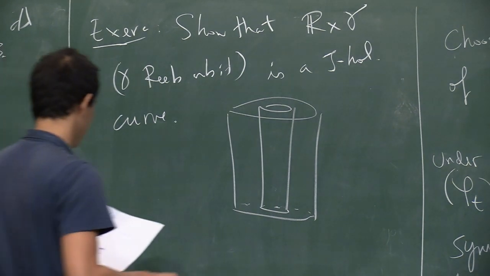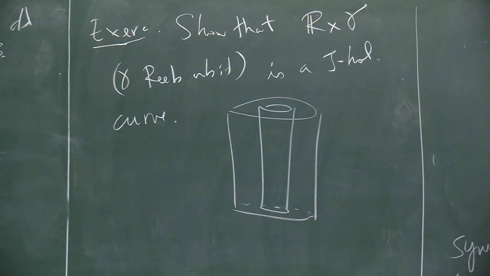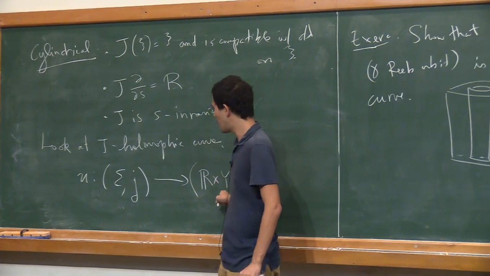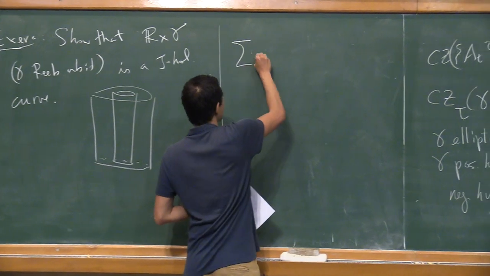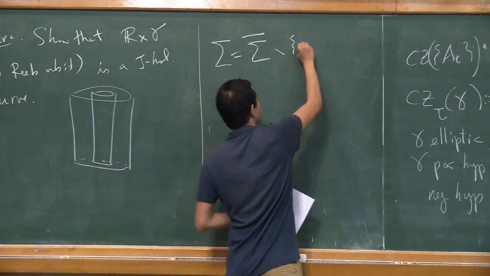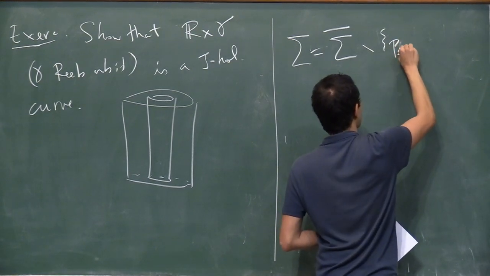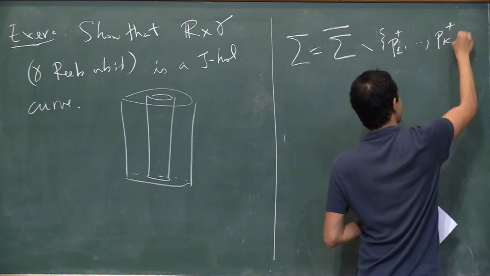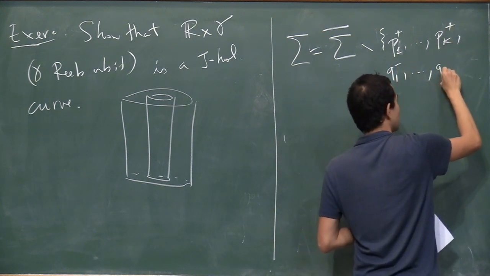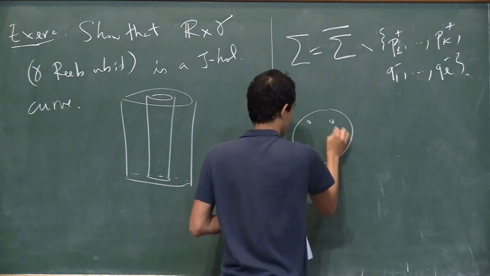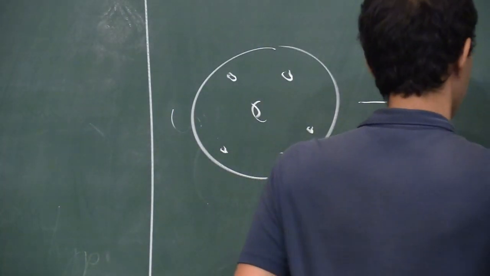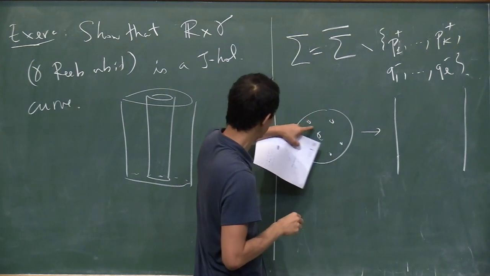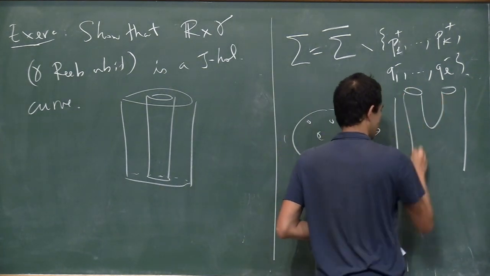But in general, we want to look at a lot more than this. We want to look at maps u that go from sigma to R times Y, where sigma is a punctured Riemann surface. So sigma is a closed Riemann surface, and then I remove some punctures, some points, which I'm going to call p1 plus through pk plus, and q1 minus through ql minus. So I map from a Riemann surface, maybe with genus, with some points removed, into my symplectization. And I want to assume that at each puncture, I converge to a Reeb orbit.